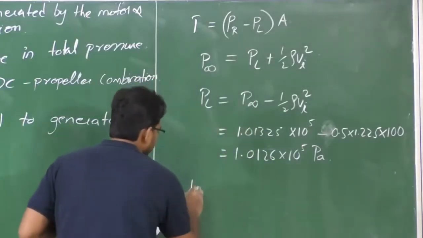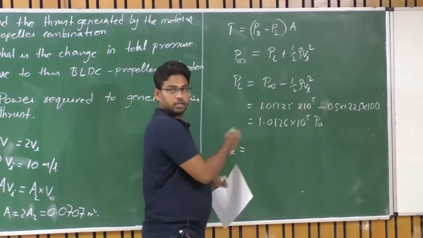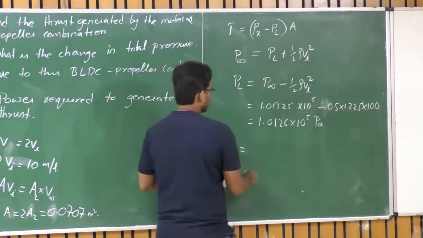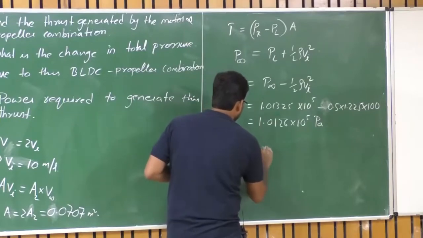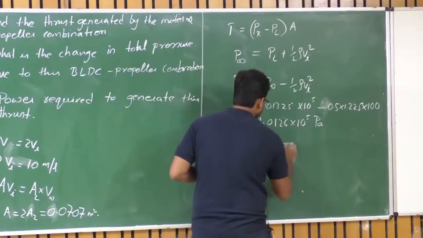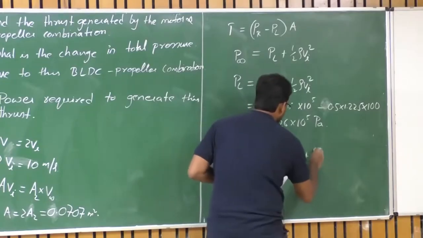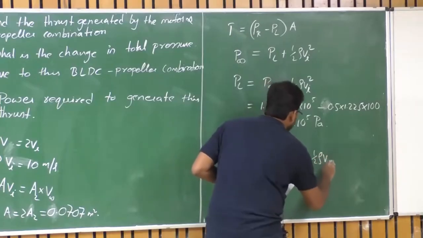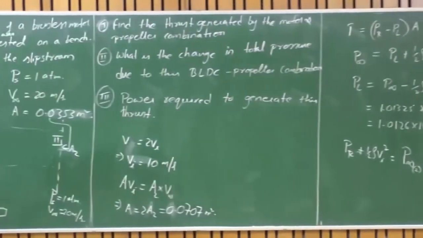Similarly, I can find out the pressure on the right side. This is the pressure on the left side of the disc. And to the immediate right of the disc, what I have is P R plus half rho V1 square is equal to P infinity at station 2 plus half rho V2 square, where this is my station 2, right?